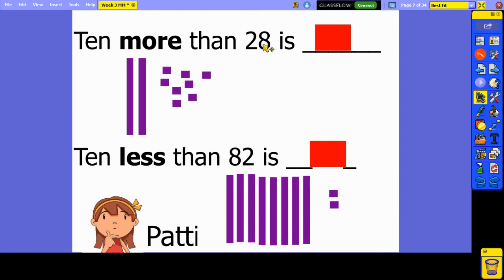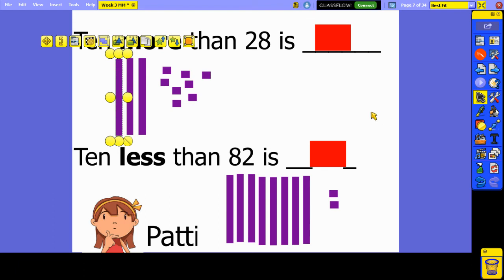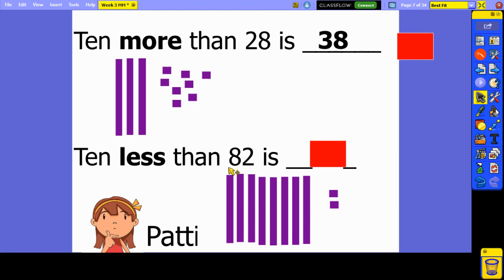Okay, 10 more than 28 is... Well, I'm only adding a 10. I don't need to touch the ones. I've got two 10s. One more than two is 3. So 10 more than 28 is 38. 10 less than 82 is... I'm taking 10 less. I don't need to touch the ones. I've got eight 10s. I'm taking one away. One less than 8 is 7, so 10 less than 82 is 72.